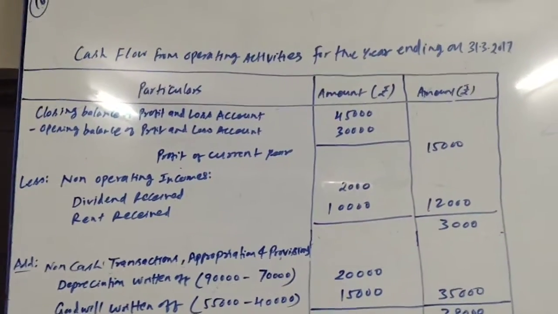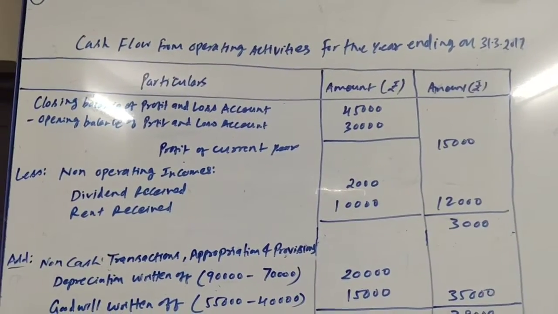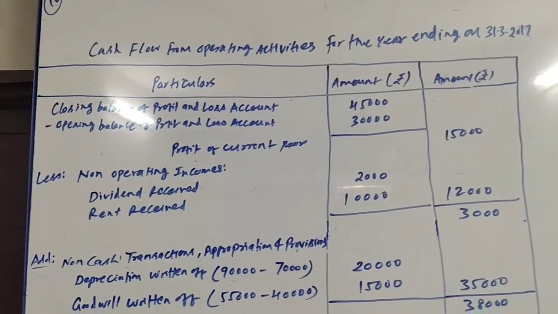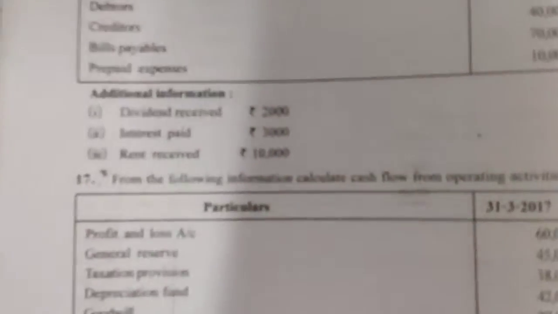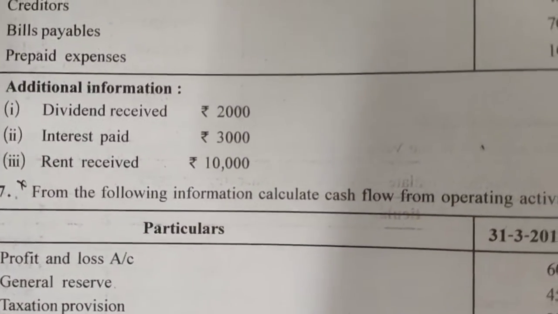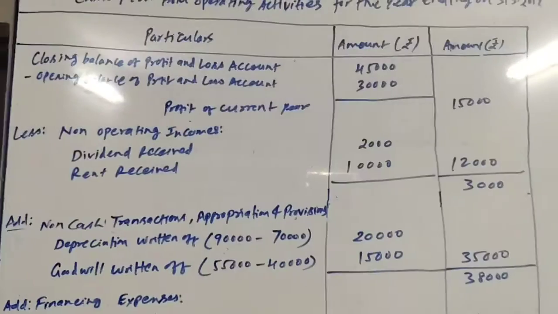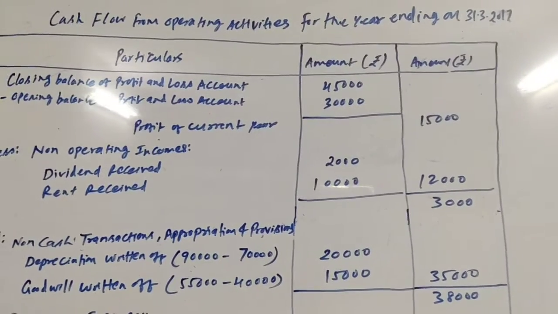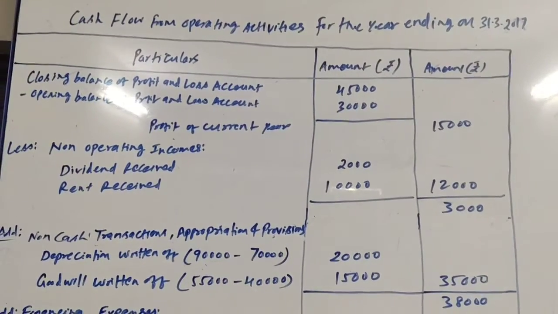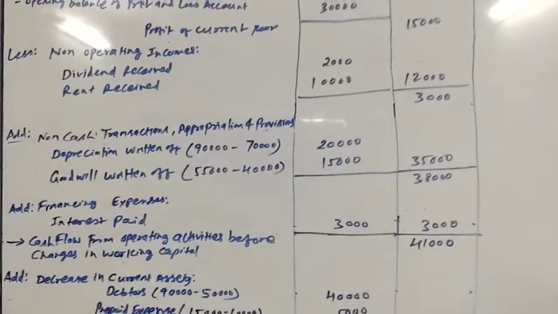Now first of all, from the profit of current year we will deduct the non-operating incomes. We have seen in additional information two non-operating incomes were given: dividend received and rent received, 2,000 and 10,000 respectively. So these two incomes will be deducted from the profit of current year. So 2,000 and 10,000, total 12,000 will be deducted from 15,000, which will give you 3,000.